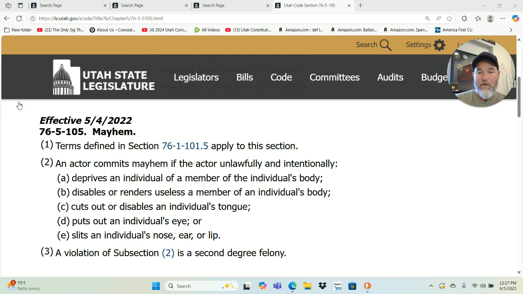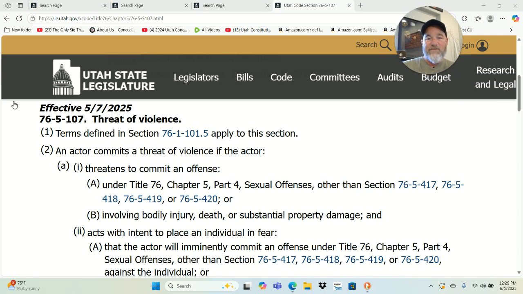I thought I'd throw this one in here since nobody seems to know what mayhem is in my classes. The actor commits mayhem if the actor unlawfully and intentionally deprives an individual of a member of the individual's body. So, for example, out in Tooele at the Country Fan Festival, somebody's finger got bit off during an attack. Disables or renders useless a member of the individual's body, cuts out or disables a tongue, puts out an individual's eye, or slits an individual's nose, ear, or lip. Yuck.